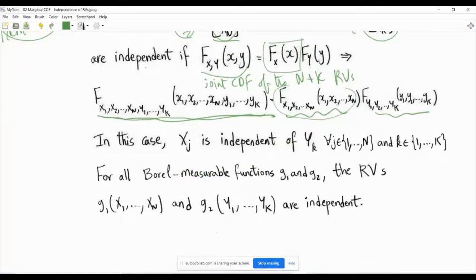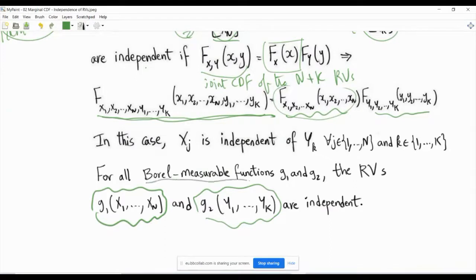Now, if two random vectors are independent, and we'll take this for granted in this course, this is very useful and very important. If the random vector x is independent of the random vector y, then any function of the x's and any function of the y's will be independent. This is extremely useful, and again, we'll take it for granted.